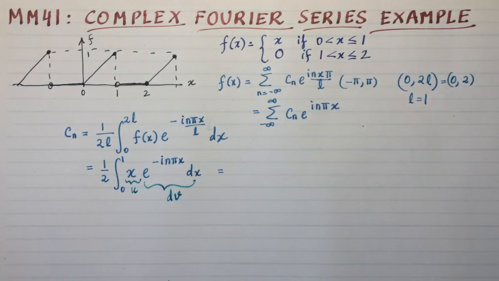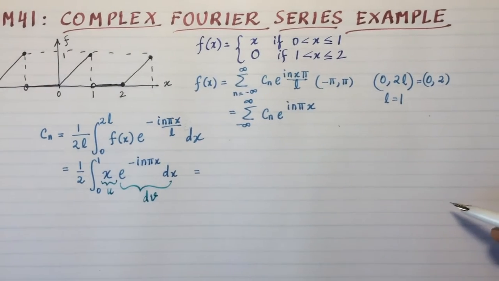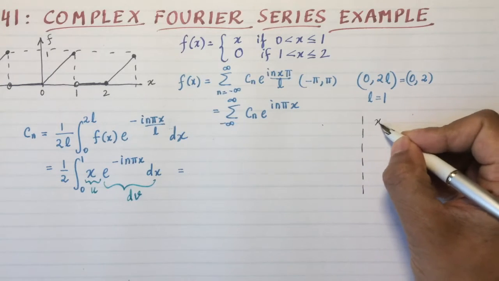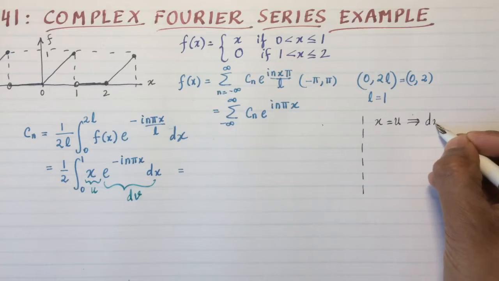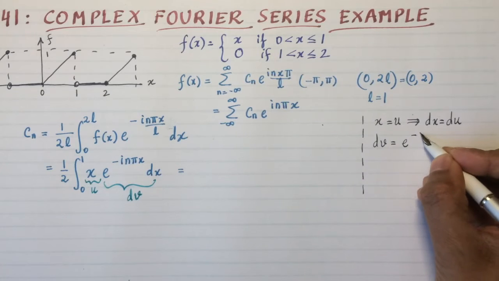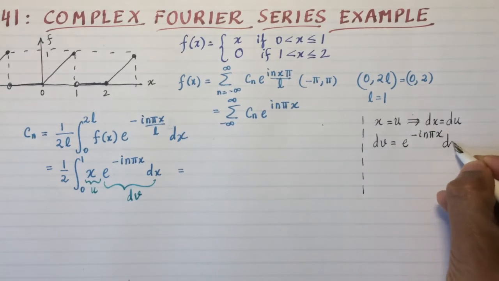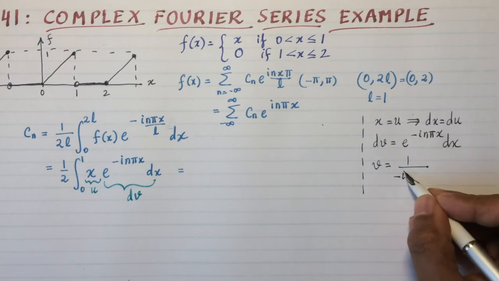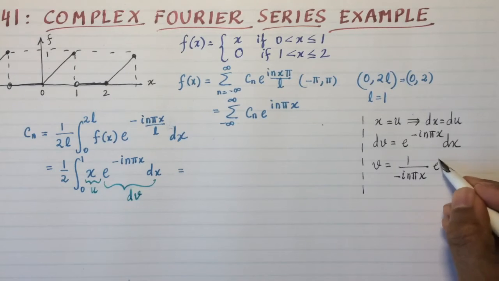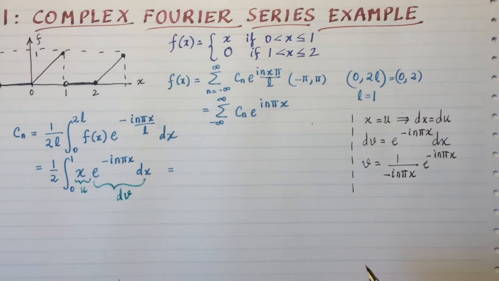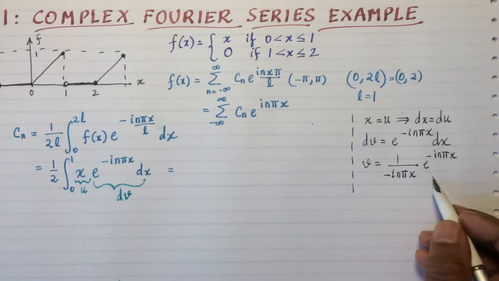Off to the side, let's play the integration by parts game. If x equals u, then dx equals du. If dv equals e to the minus i n pi x dx, then v will be equal to 1 over minus i n pi times e to the minus i n pi x plus c, but we don't worry about the constant of integration for integration by parts in the first step. So that's the answer I have.